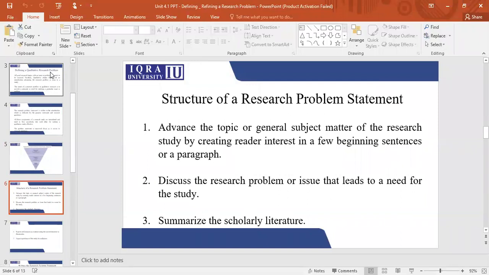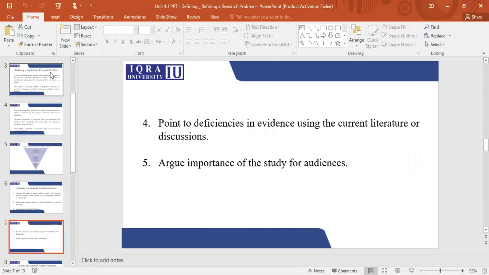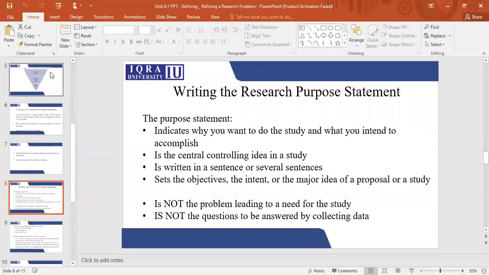If we talk about the structure, in the basic structure, you talk about the subject matter of that particular topic to create interest for the readers. Then you discuss your main problem or the main issue. Then you may summarize one or two pieces of literature. Then you point out that in the current literature some things are missing, and then you argue that this problem is very important. So in the problem statement, you will discuss why you want to study this topic, what you want to achieve from it, and what ideas you will be working on. It is usually one paragraph, but it can be two paragraphs as well.